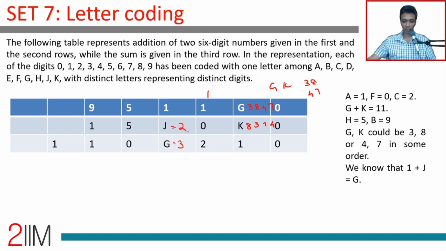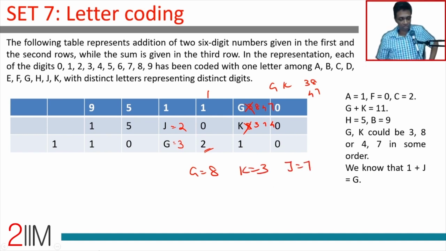Hang on, wait a second. J cannot be 2 because C is already 2. So this possibility is ruled out. If G were 8, suppose we say G is 8, then we can say K is 3, and we can say J is 7. Nothing is wrong here.